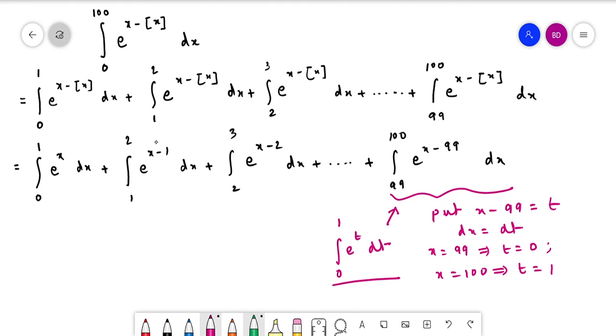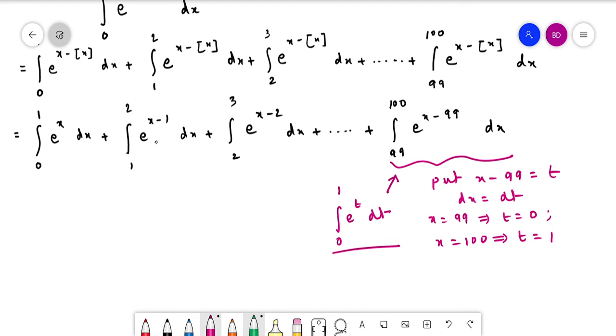Now what is the interesting thing? The interesting thing is this same thing will happen to each of these integrals. Suppose I call this one I1, I call this I2, I3, and so on. So if you make the same substitution here, for example x minus 2 equal to say m, then you will again end up with 0 to 1 of e to the power t dt, or 0 to 1 of e to the power x dx. Same thing. So this same thing happens in each of these parts.